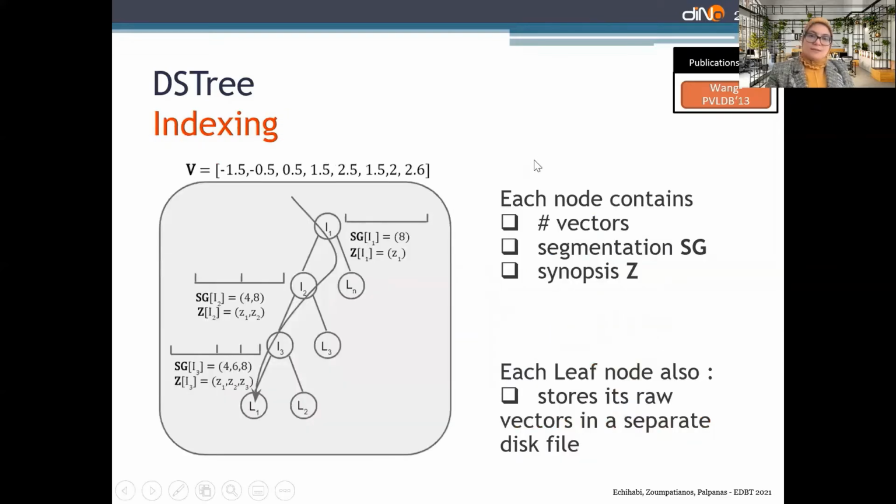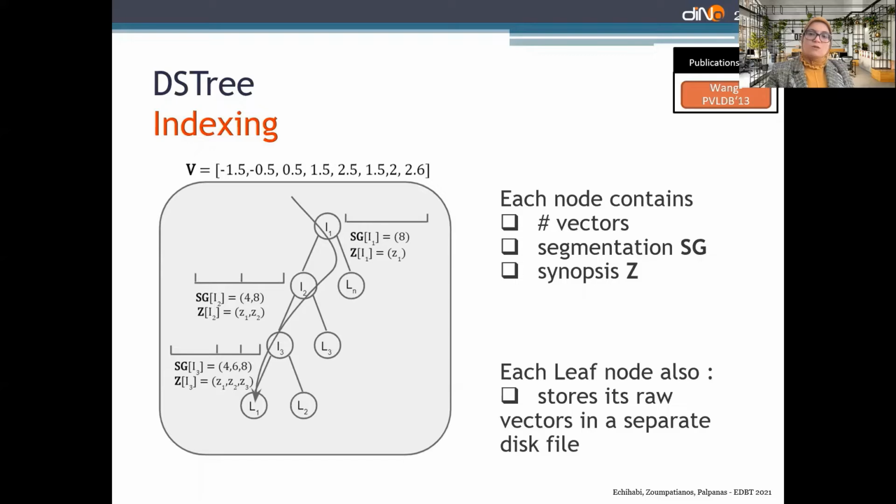In DS tree indexing, each node in the index contains the number of vectors, the segmentation of the node, and a synopsis. The tree is not balanced and is a binary tree.